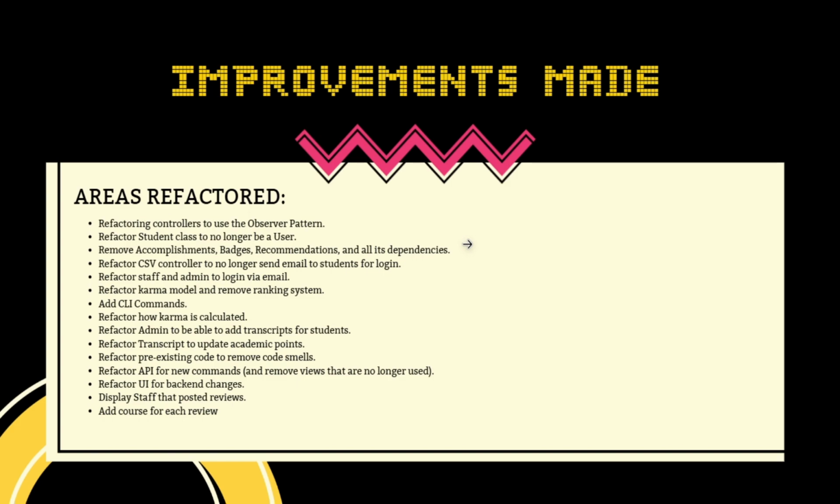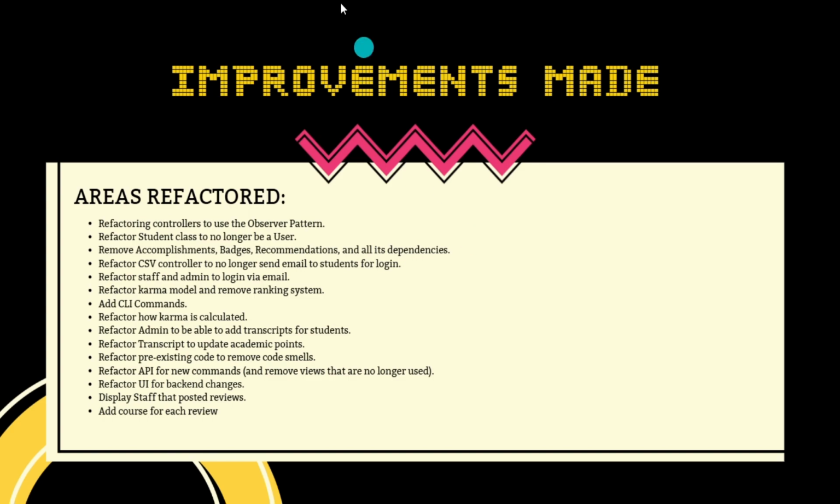Improving review tracking. Lastly, we added features to make the review system more informative. Reviews now display the staff who posted them and include the course they're associated with, giving more context to each review. Overall, the refactors and improvements have streamlined the project, removed unnecessary complexity, and ensured the system aligns closely with its primary purpose. By focusing on clean code, intuitive design, and functionality, the project is now more efficient and easier to use.